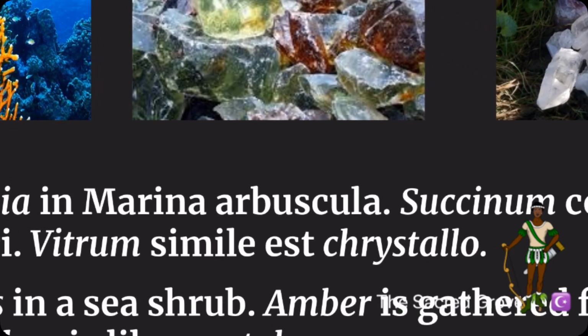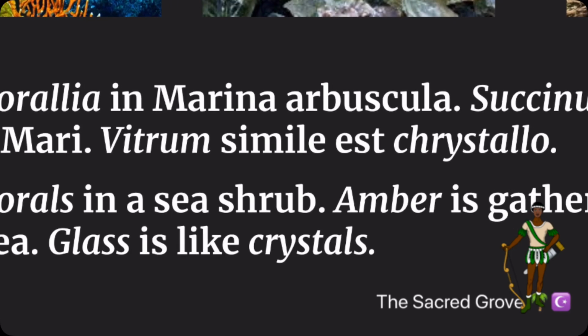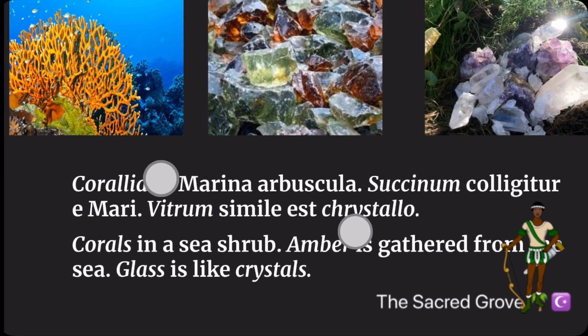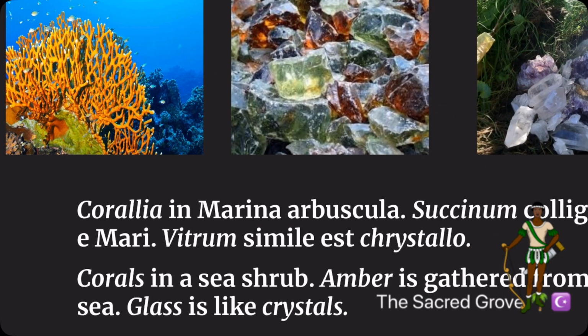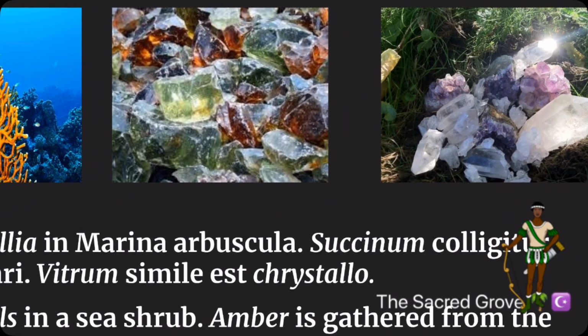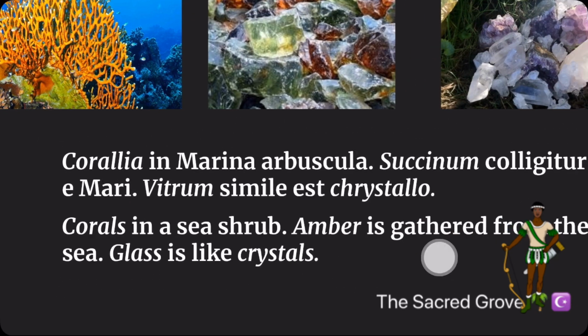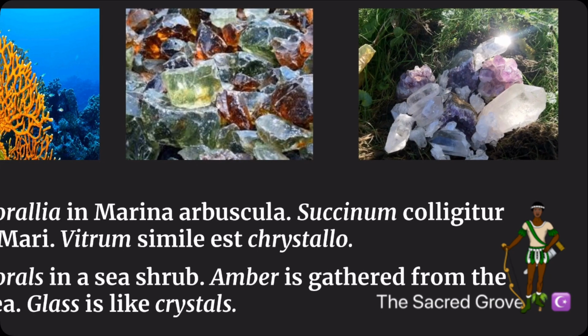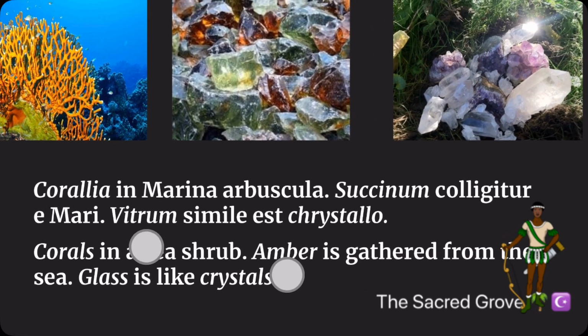Coralia in marina arbuscula. Succinum colligitur e mari. Vitrum simile est crystallo. So, coralia, in marina arbuscula, a sea shrub. So, amber, succinum, colligitur, is gathered, e mari, from the sea. And glass, vitrum, simile est crystallo, similar to crystals. Because glass is like crystals. Simile est.